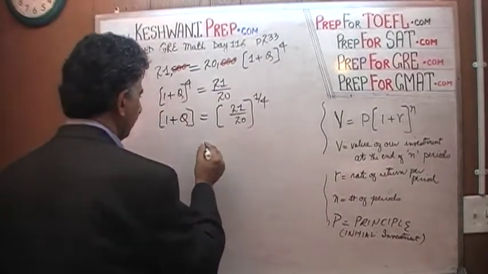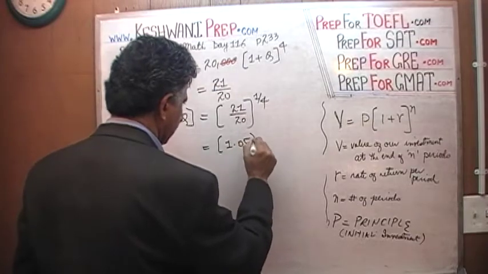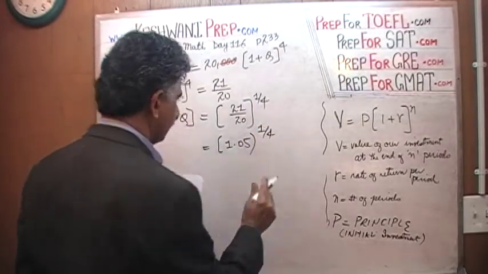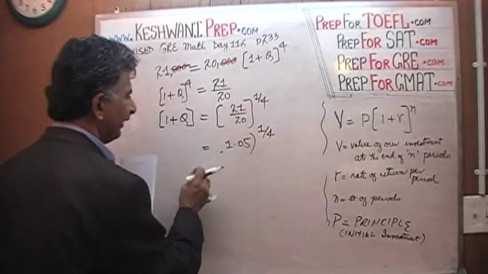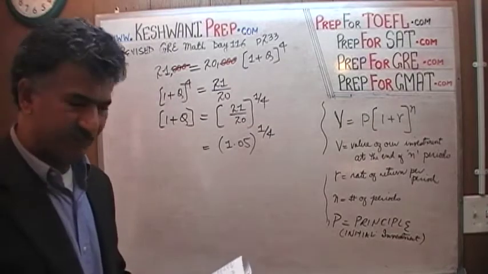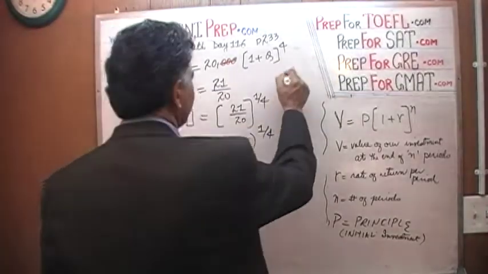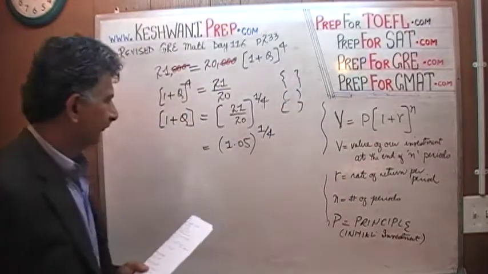21 over 20 is 1.05, and we need to take a fourth root of that. Sometimes I put this kind of parenthesis, sometimes I put that kind of parenthesis. It really has no meaning. The shape of the parenthesis is insignificant. It doesn't matter whether you use this one or that one; I get sloppy.